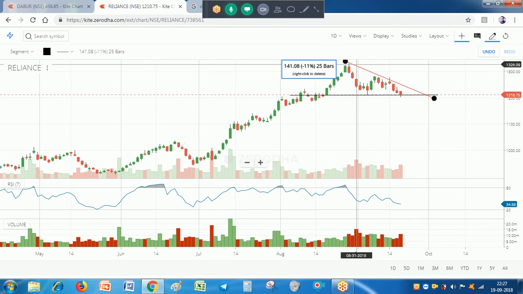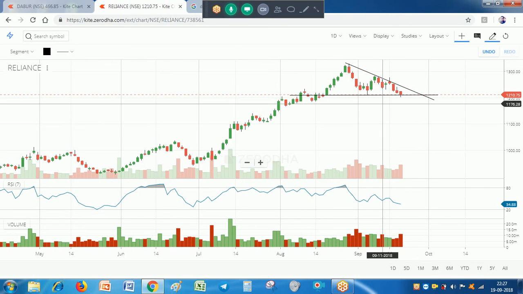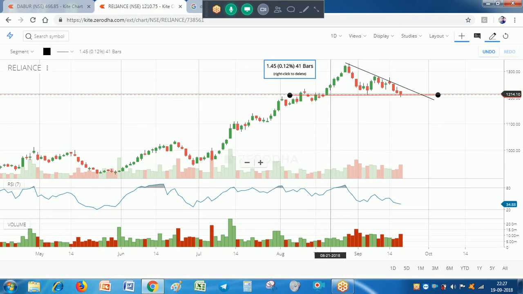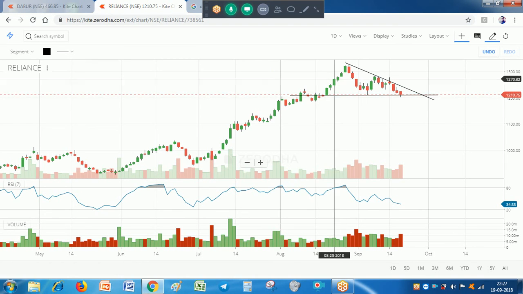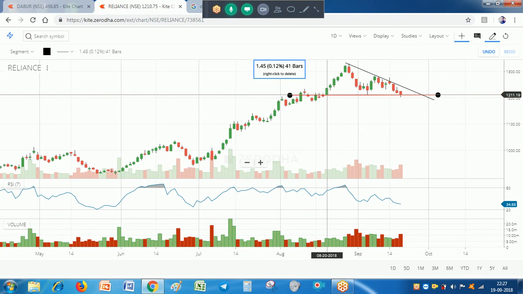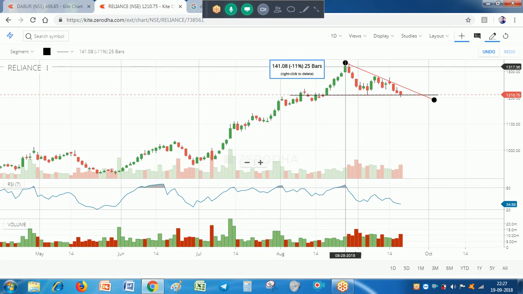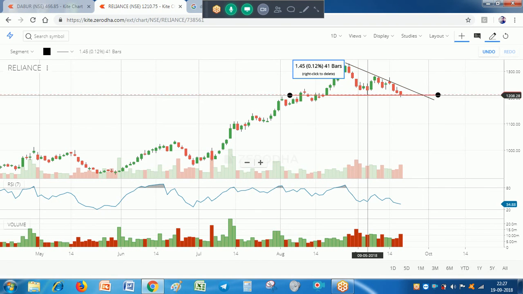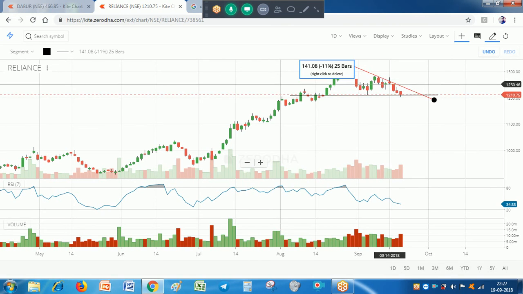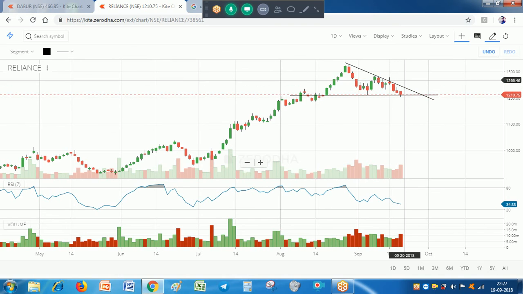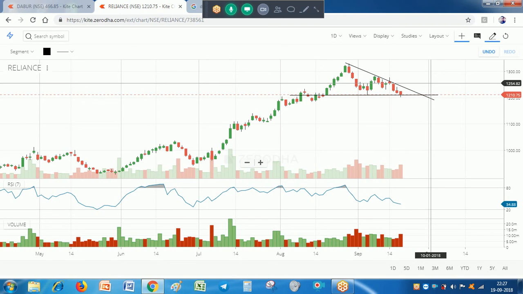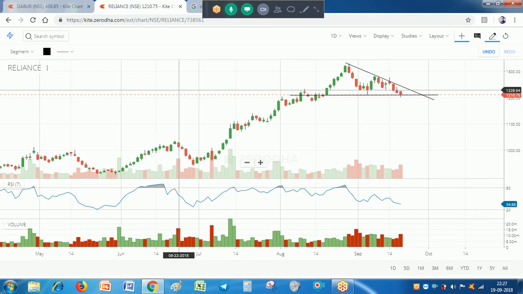So it has made a lower high condition and equal lows. You could see one low here. After this low, the stock has given a movement up to this level. Then it dipped up to this, again moved up, again dipped, right? So now we have to wait for this breakout to happen. Just keep a watch on Reliance Industries.